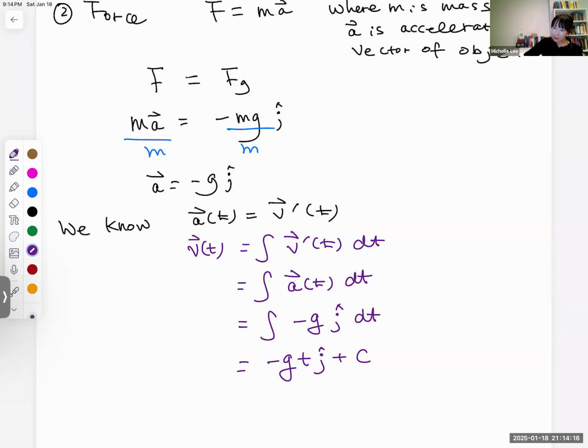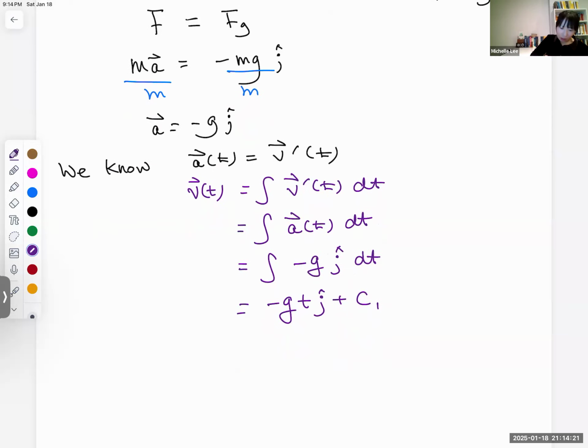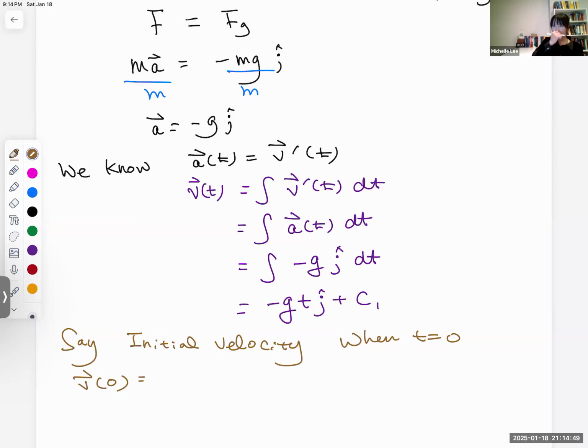Okay, let's denote this as c sub 1. All right, now let's find what c sub 1 is in that case. Then let's say that the initial velocity, when t equal to 0, we have v of 0 equal to, say, v naught.